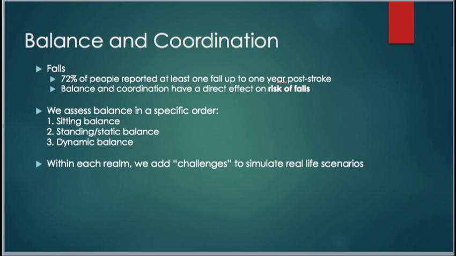Let's move on now to balance and coordination. We know that falls are a major risk for patients who have had a stroke. In recent surveys, 72% of people report at least one fall up to 1 year following a stroke. And balance and coordination can have a direct effect on risk of falls. When assessing a patient's balance, we do it in a specific order. We first assess sitting balance, then standing or static balance, and finally dynamic balance. Within each of those realms, we add different challenges to simulate real-life scenarios.